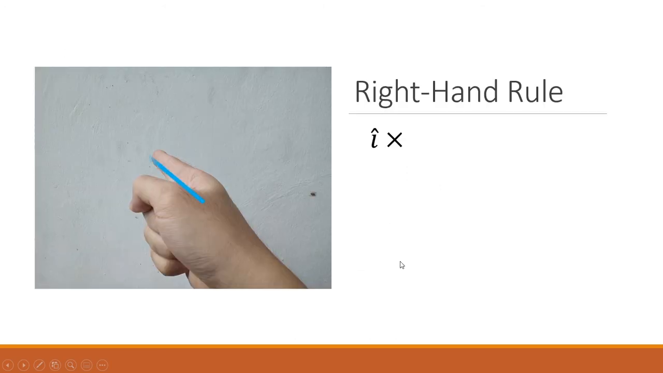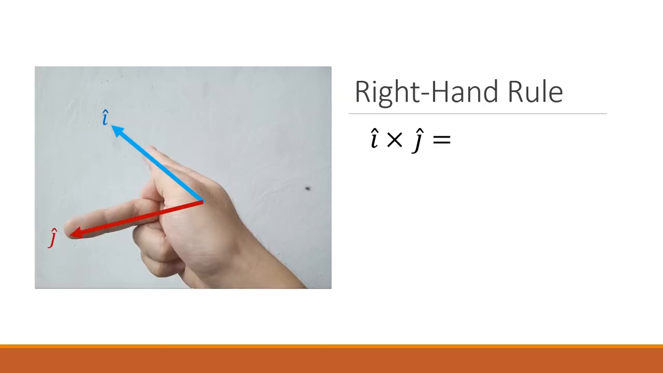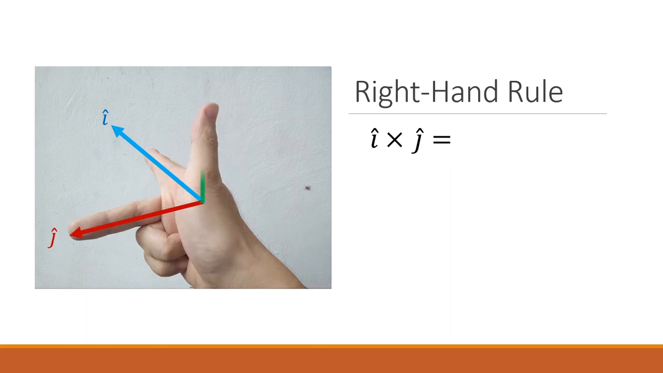Sige, let's explore further yung right hand rule. Ito. I cross j ang ating topic nga dito sa slide na to. So yung index finger towards I, and then yung middle finger towards j. So when I move my thumb, hop, like this, that's k hat. Okay, diba? That's k hat.